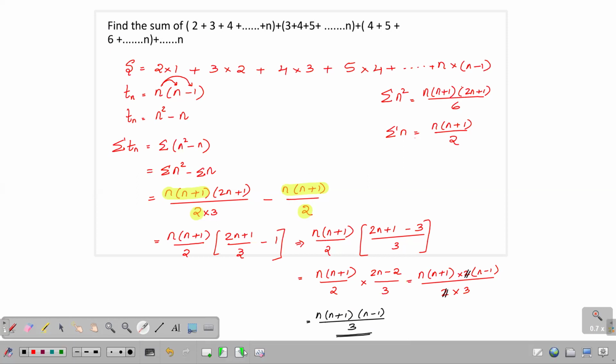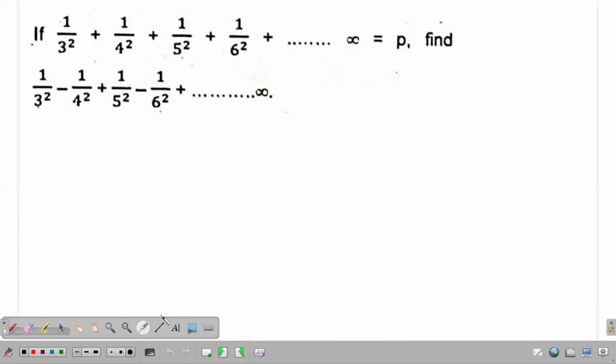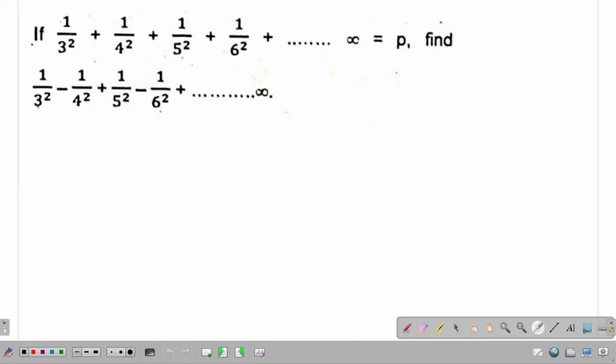Now, let us consider the next question here, which is the final question in this lot. Take a look at the question. It is given 1 by 3 square plus 1 by 4 square plus 1 by 5 square plus 1 by 6 square, etc. up to infinity. It is equal to p. You are asked to find the value of this.